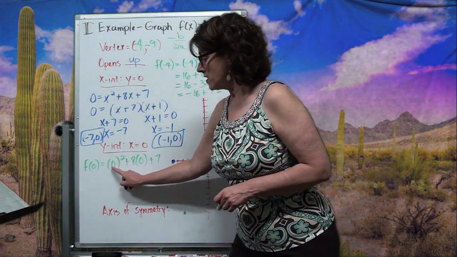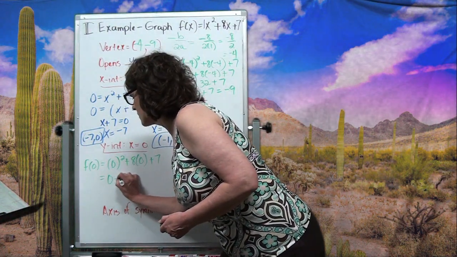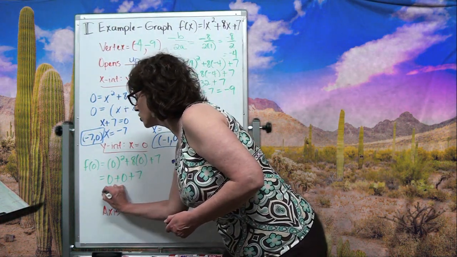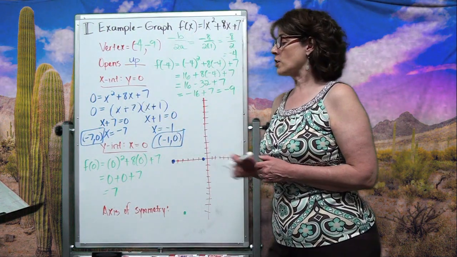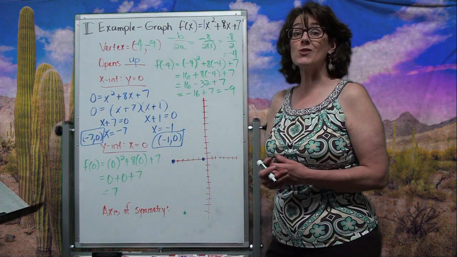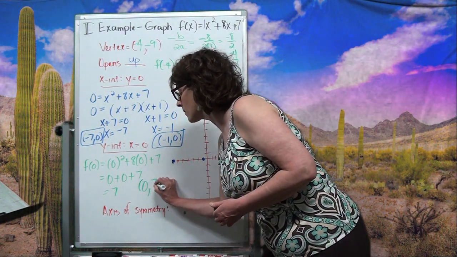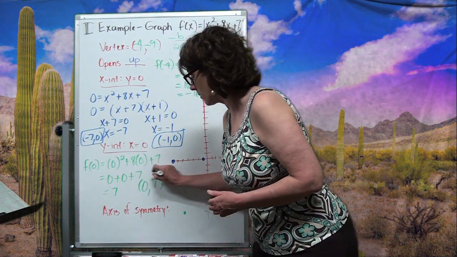Beautiful, because this is now 0 and that's now 0. So what I really have is 0 plus 0 plus 7, which is just a 7. So that means it crosses the y-axis at 7. It's a point in the 2D coordinate plane, so I need to put it in coordinate form. Coordinate form says, when the x is 0, the y is a 7, because I made the x 0.